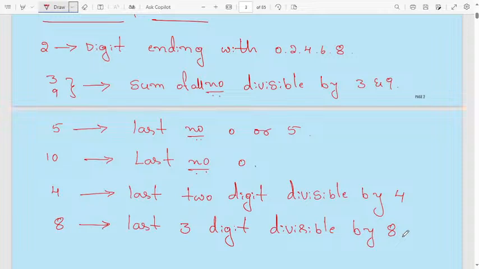In the TET exam, someone will give a set of four numbers and ask which number is divisible by which number, otherwise they will give options. You have to check. If it is a bigger number and you go on checking each and every number, the time will be wasted. That's why you have to remember the rule.